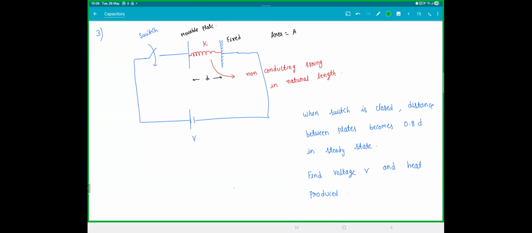Just think about the final picture, how it looks. Remember the distance became 0.8 D now. 0.4 D, it will be D cube.